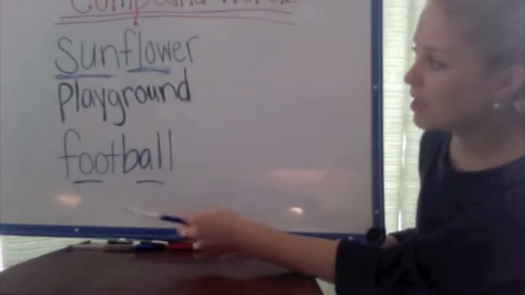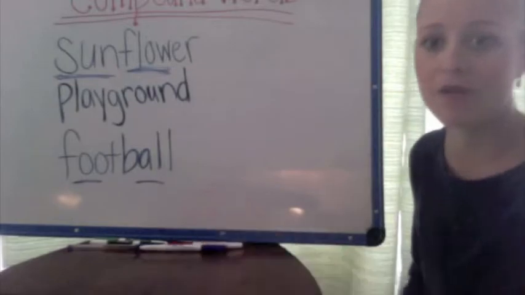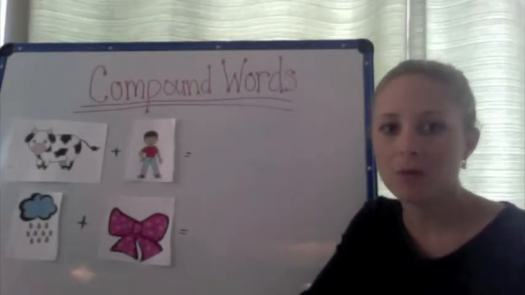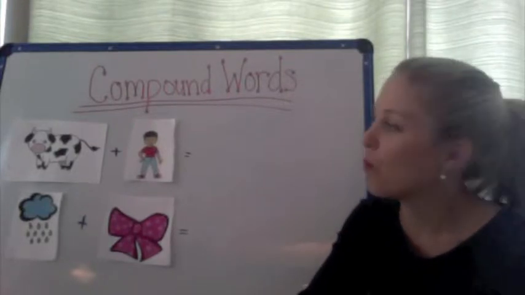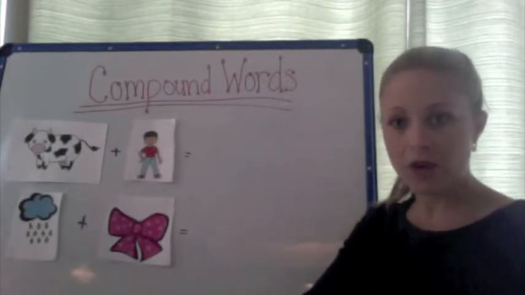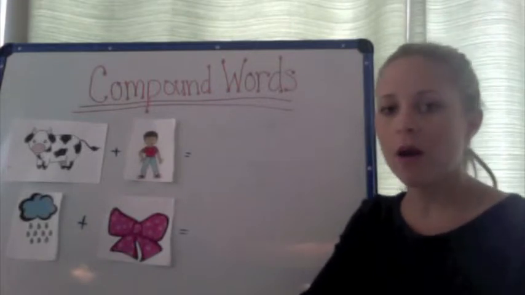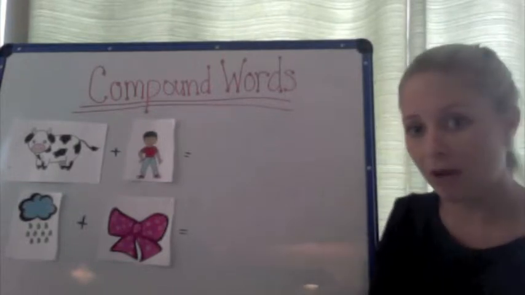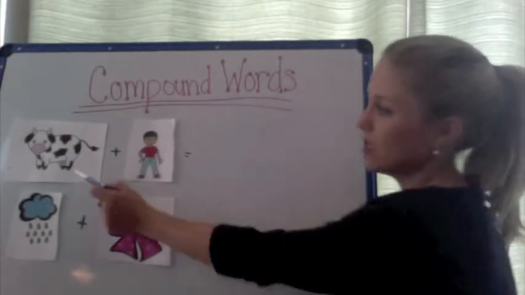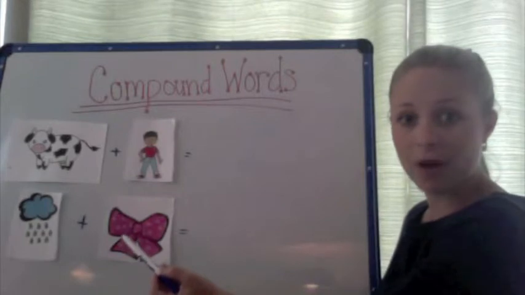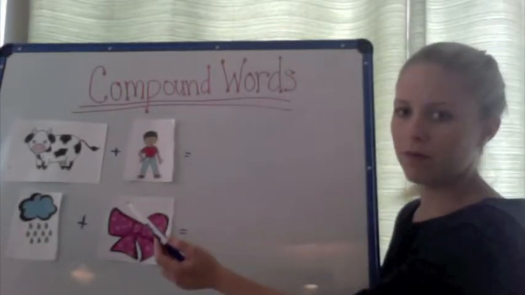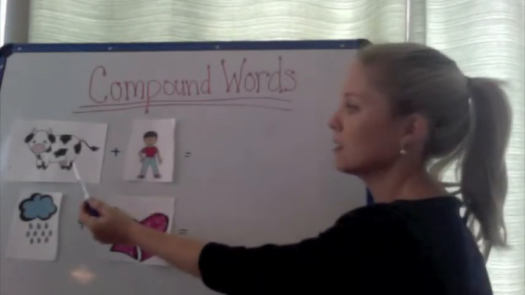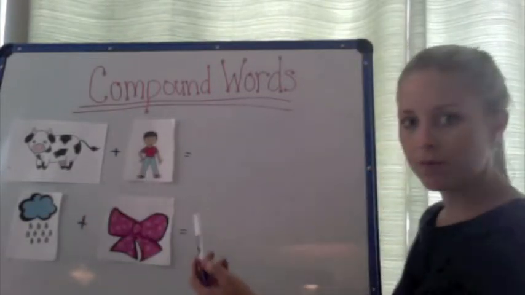So let's take a look at some more words and see if we can figure those words. This time, we're going to use pictures to put them together to try to figure out what our compound word is. So I pulled some pictures together and we're going to put these two images together and try to come up with the word and see if it makes any sense. Okay? So, what's this right here? Cow. Boy. Cow. Boy. Say it together. Cowboy.